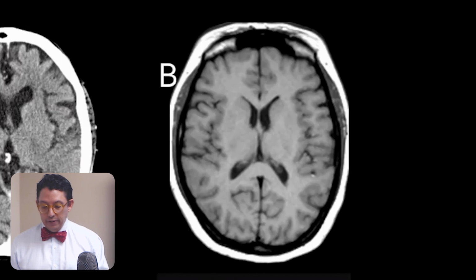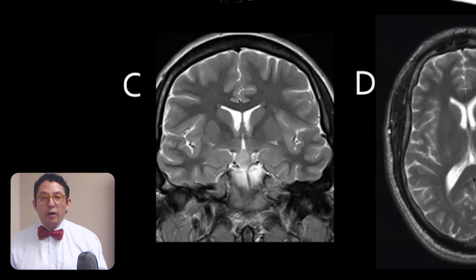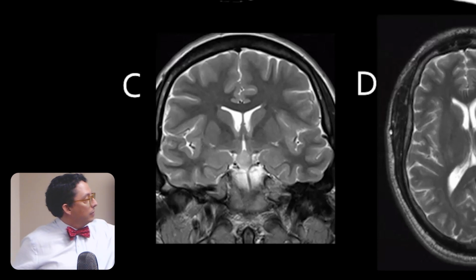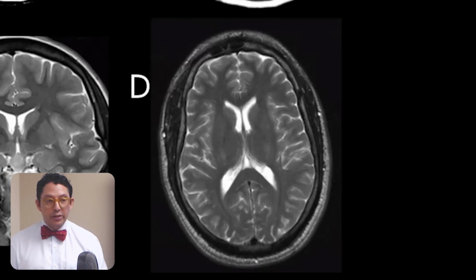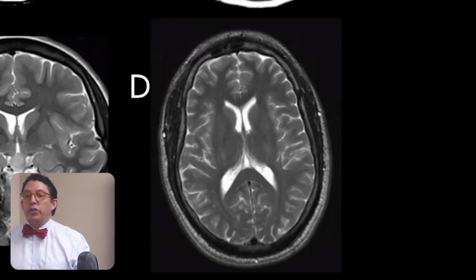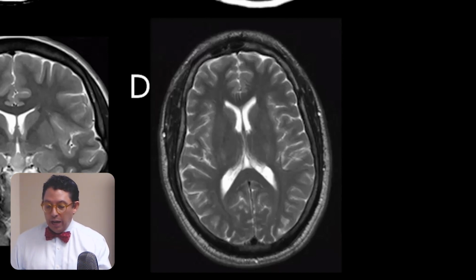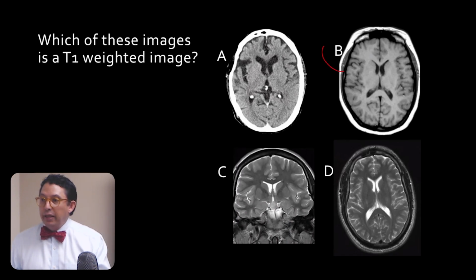Bright, correct. Let's go to image C. Is the white matter white or dark? It's dark. Let's go to image D. Is the white matter white or dark? It's dark. So it's easy to have an answer. So the answer is going to be B. B is the T1. Very well.